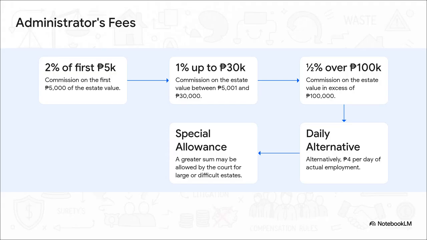So how does the administrator get compensated? Well, Section 7 provides a very clear statutory formula. As you can see here, it's a tiered percentage system based on the value of the estate. The court also has the discretion to allow a bigger payment for estates that are particularly large or complicated, which makes sure the compensation is fair for the amount of work that's actually involved.